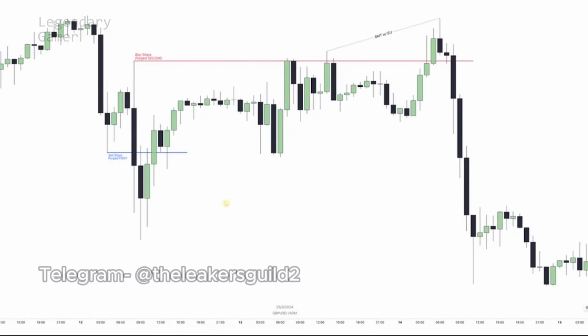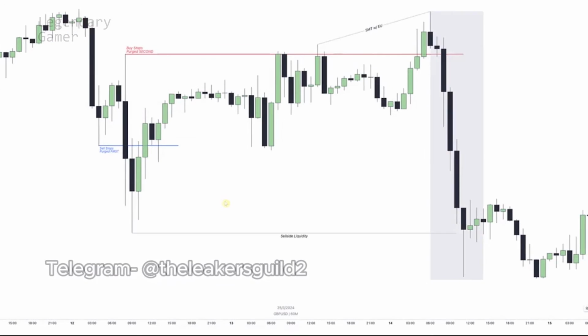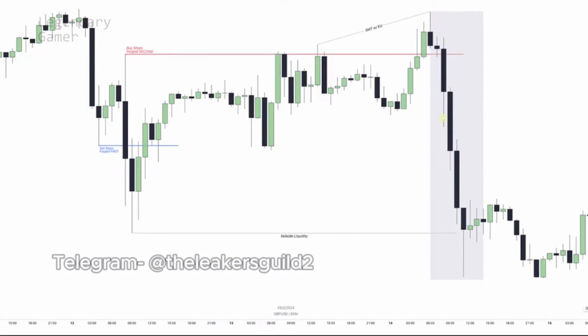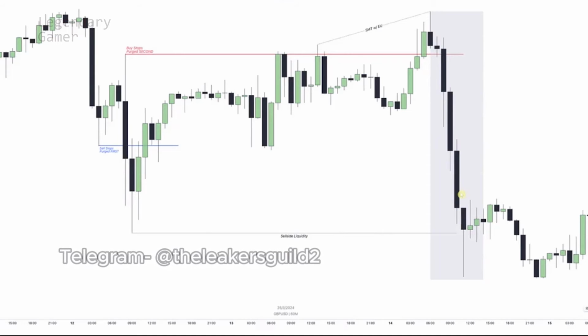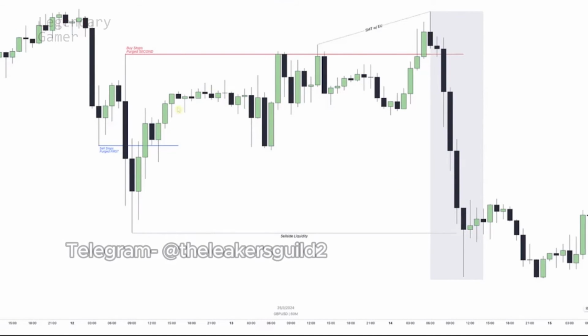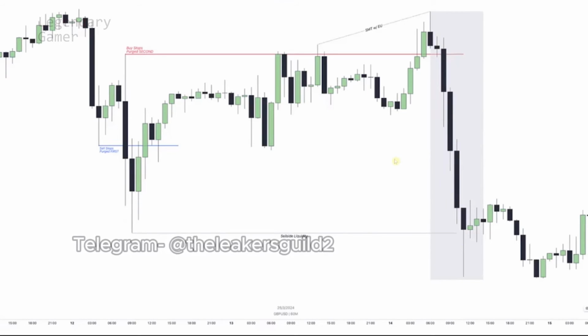Now what is key? Again, we want to see that SMT form on those highs. So after that SMT is formed, we're going to be focusing on this fractal, this large move down, and you can see this is low resistance liquidity because we move swiftly down without chopping too much, right? We can see that over here is chopping a little bit, and then this whole move is with low resistance.